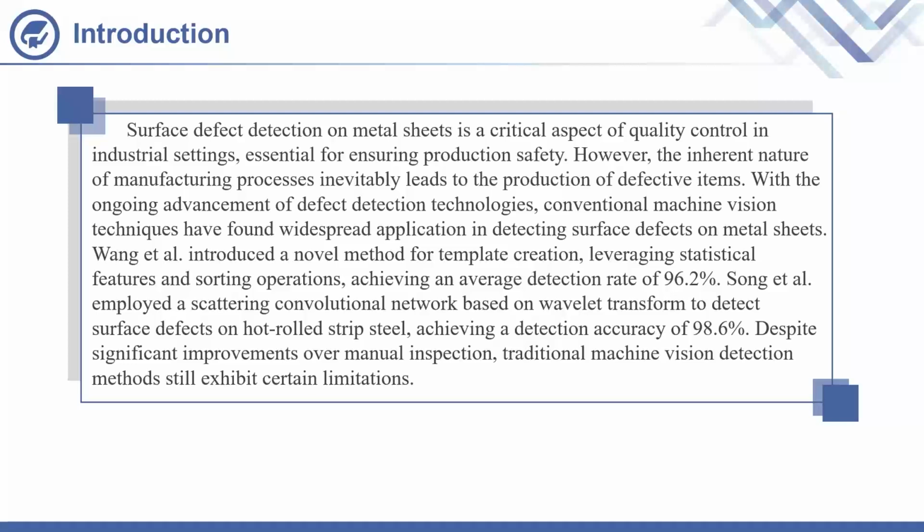on metal sheets. Wang et al. introduced a novel method for template creation, leveraging statistical features and sorting operations, achieving an average detection rate of 96.2%. Song et al. employed a scattering convolutional network based on wavelet transform to detect surface defect on hot-rolled strip steel, achieving a detection accuracy of 98.6%. Despite significant improvements over manual inspection, traditional machine vision detection methods still exhibit certain limitations.